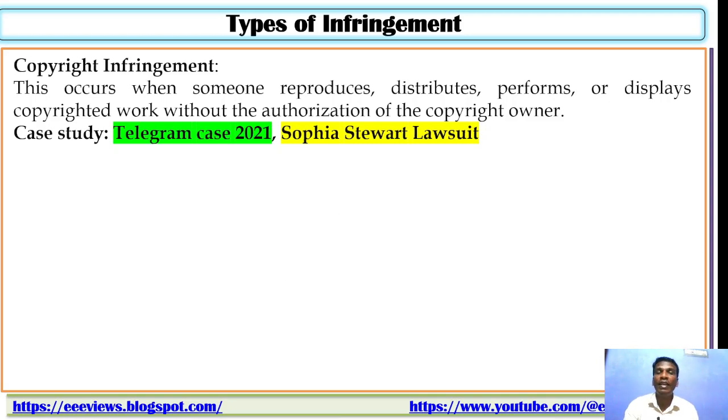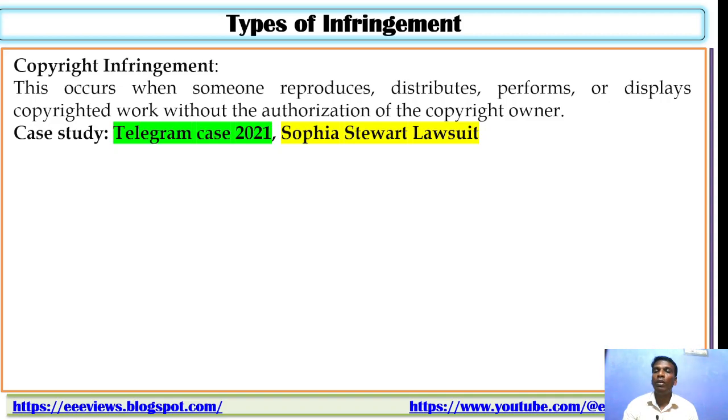So she filed the case against Warner Brothers, stating that her novel was transformed into a film without her knowledge. The court analyzed the case and found that there were not enough similarities between the novel and the film, and the court dismissed the case. So these two cases are examples of infringement happening in copyrights.